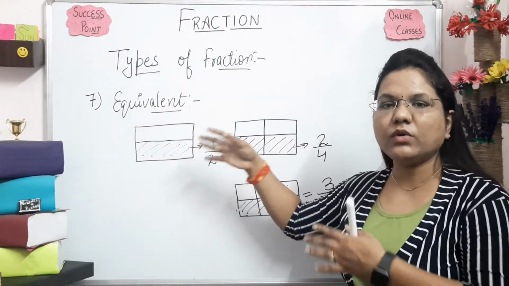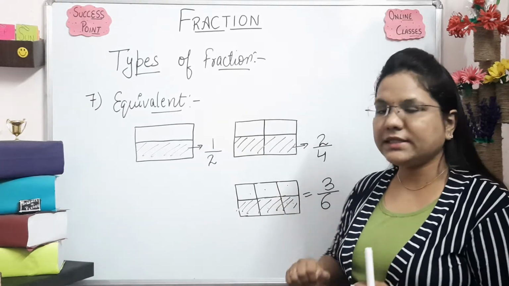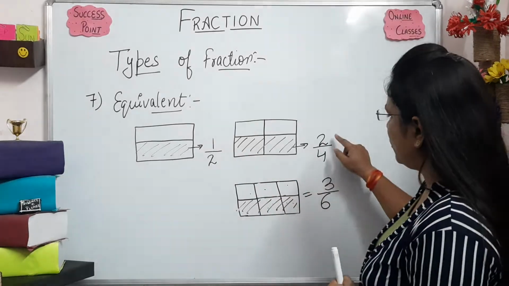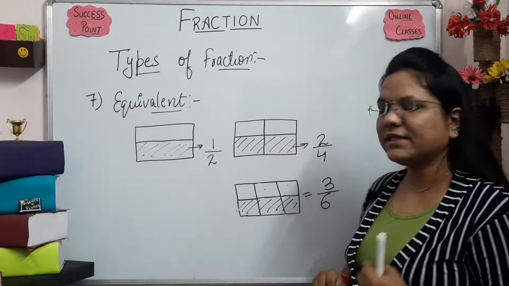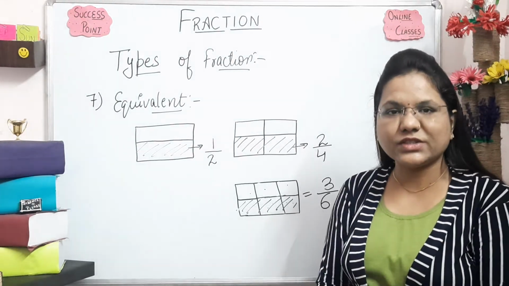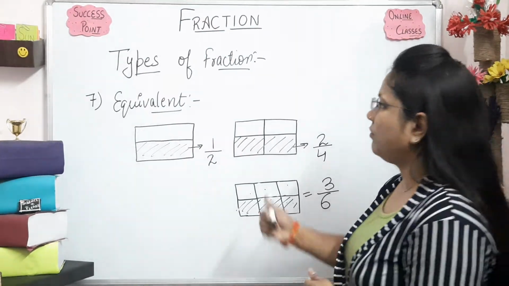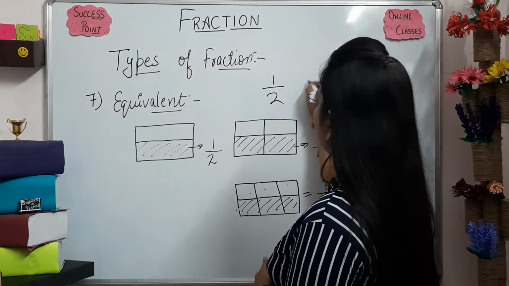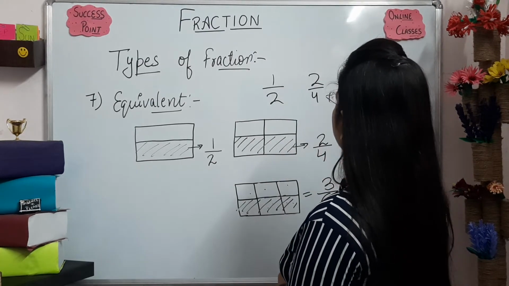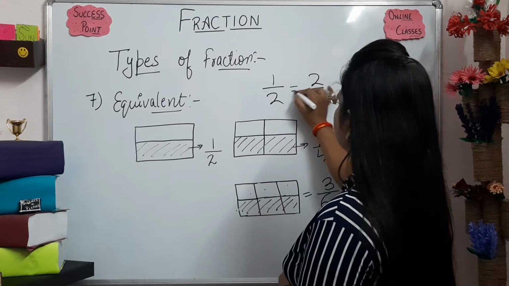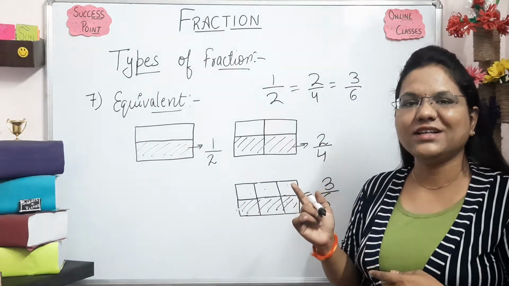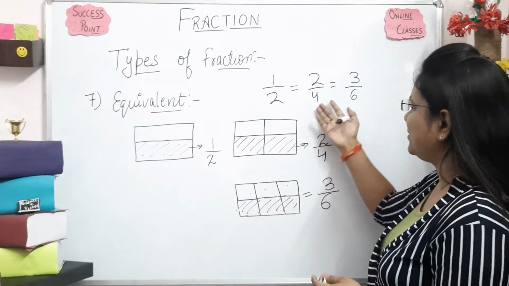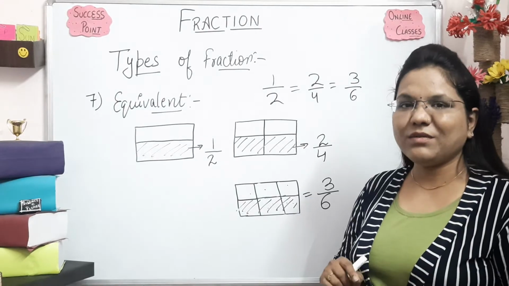We are discussing equivalent fractions. So 1 by 2, 2 by 4, 3 by 6. Can we say these all are equal fractions? Because if we check these, can we say these all are equal? Yes, you will say no ma'am, these all are not equal. But how can we make them equal?